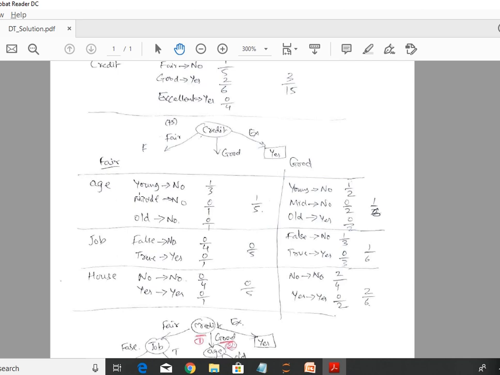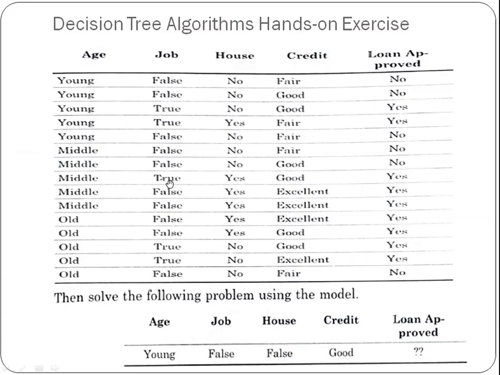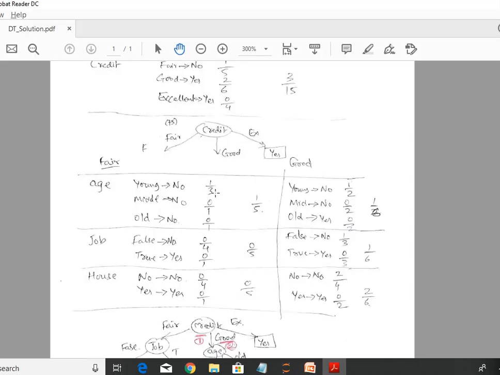So I will select the age. Young, no. I will go back here. You have to look into these fair records only. Young, no. So this worked fine. Young, yes. It failed. One error. This fair record, young, no. It worked fine. So those are the records. You see there is only one error out of the 3 records.